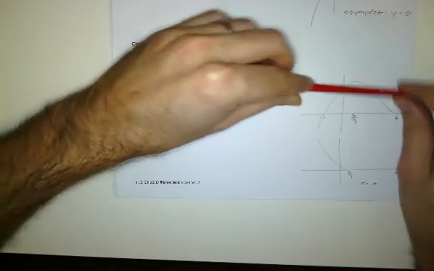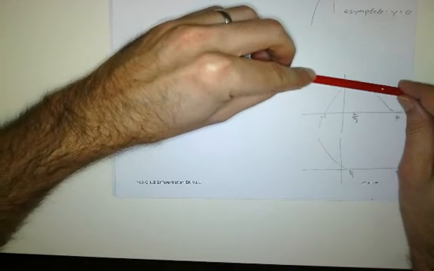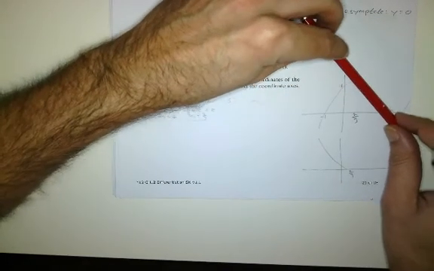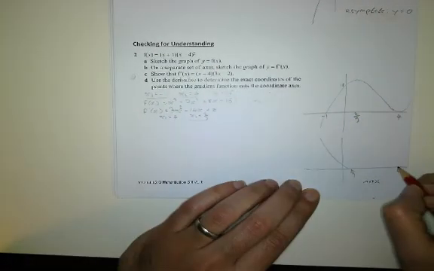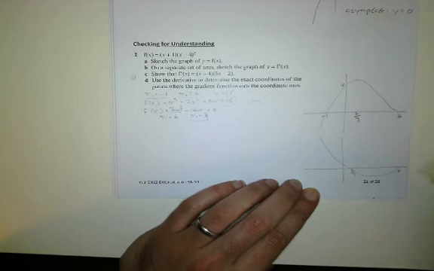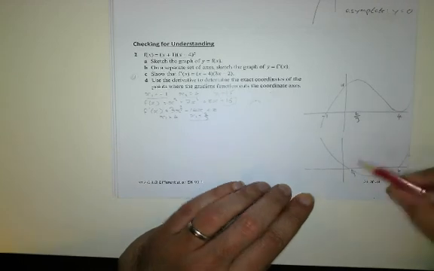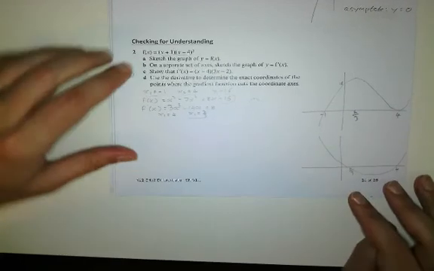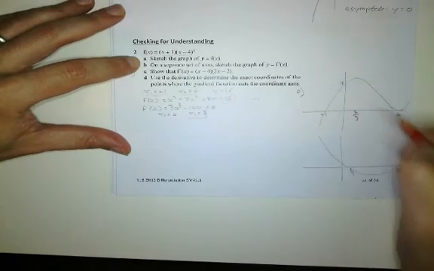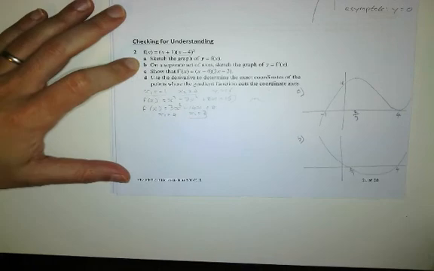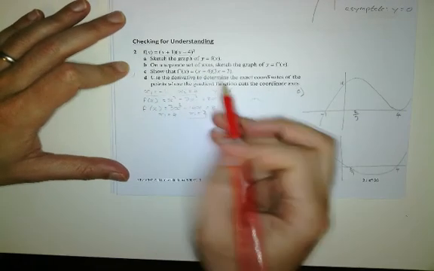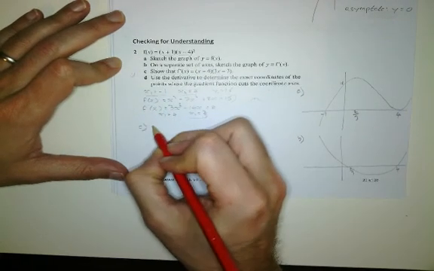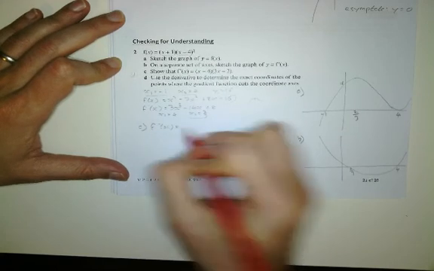Now, after 2/3, it goes negative. And it goes shallow negative, quite steeply negative, then shallow negative again, back up to 0 at 4. Like that. And then it goes positive. So there's my sketch. So that's part A, and that's part B. Okay. Right, part C, show that f dash of x equals this.